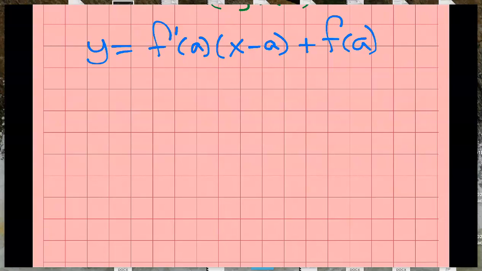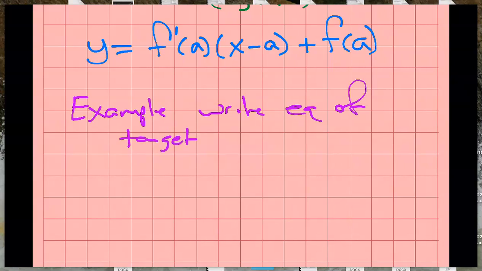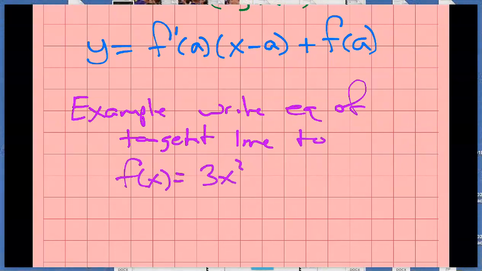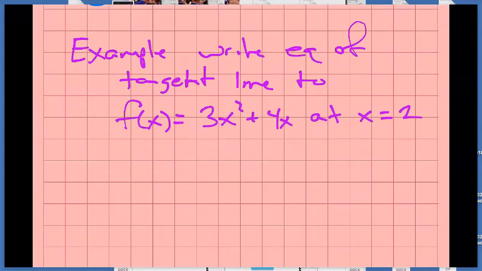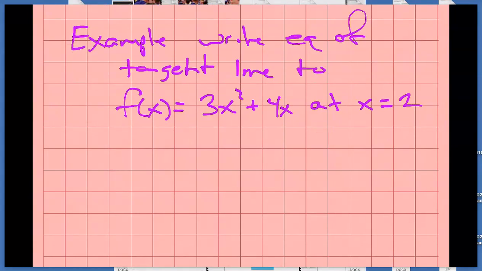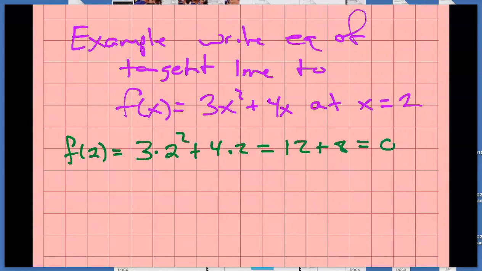So think about like this. Think about if I did an example and I said write the equation of tangent line to f of x equaling 3x squared plus 4x at x equals 2. So say I had you do that. Well, one of the things you're going to need is that point. So you'd say, okay, f of 2 is equal to 3 times 2 squared plus 4 times 2. So 2 squared is 4 times 3 is 12 plus 4 times 2 is 8, so you got 20. So you got this point, 2 comma 20, right now.